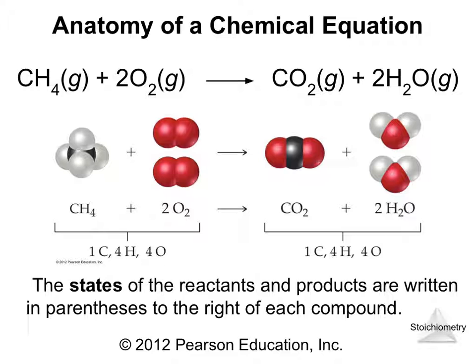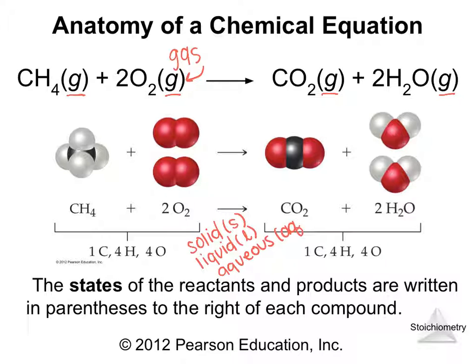The other thing that we need to add is the states of matter of the reactants and products, and they're written in parentheses to the right of each compound. So we can see that in this reaction, everything happened to be a gas. That won't always be true. We've got a couple of different options. So a gas is going to be a lowercase g. If we were to have a solid, it's going to be a lowercase s. A liquid is going to be a lowercase l. And then there's one more option. The last option is called aqueous, and that's aq in parentheses.